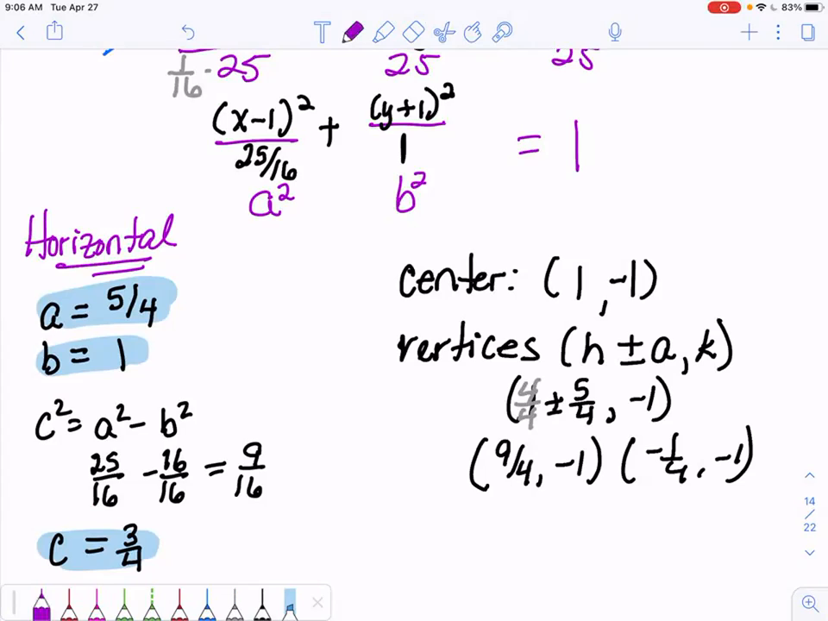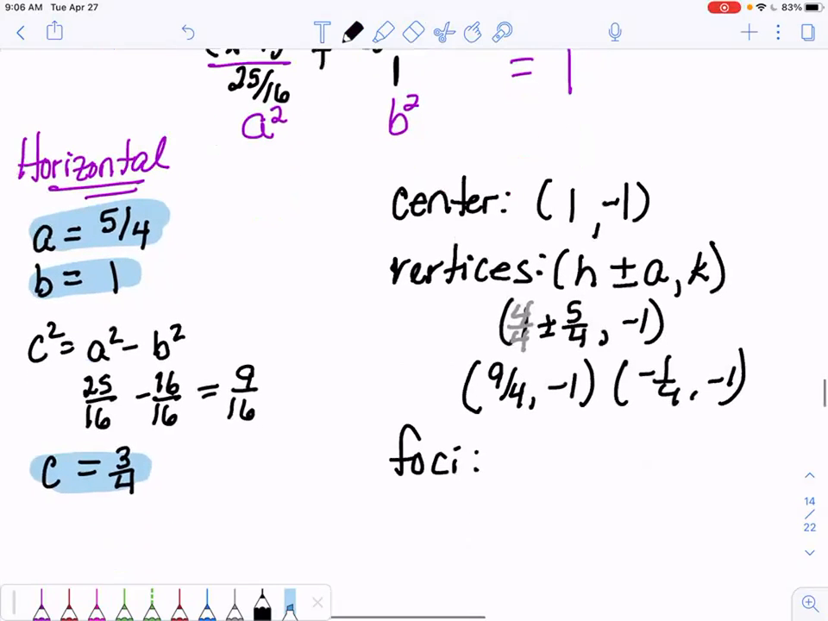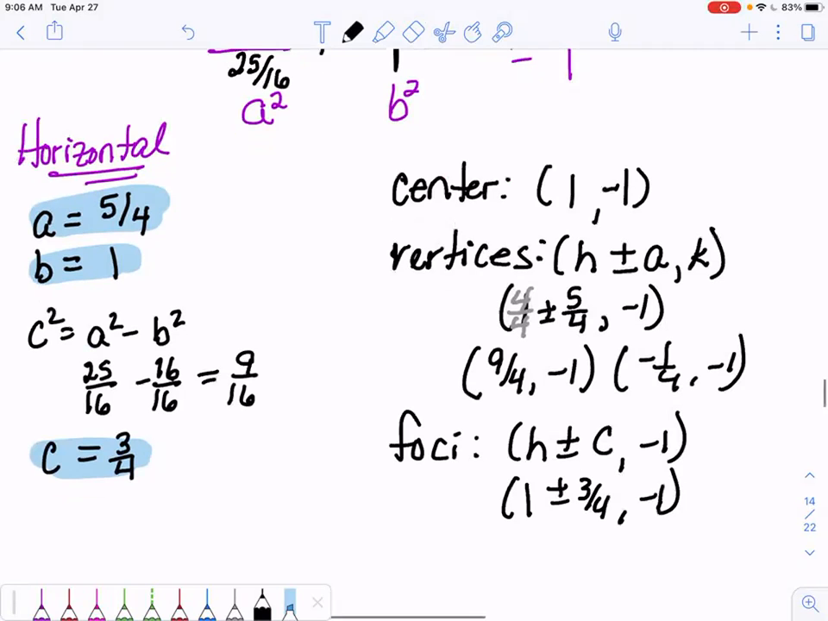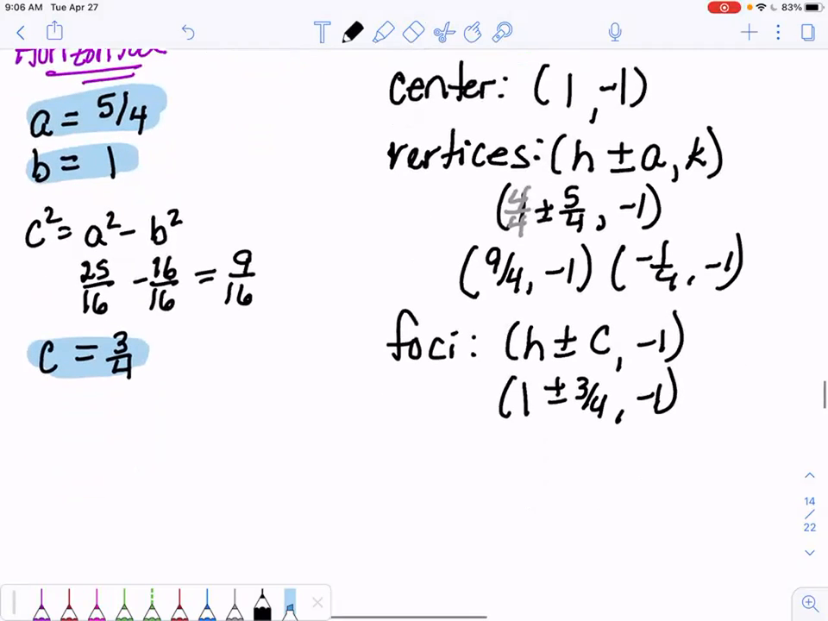And then the other thing we need to find are those foci values. And to get those, again, it's still horizontal. So you're using C. Foci has a C in it. So you're still taking that same 1, but we're adding 3/4. So Kaden, our foci values would be at 1 plus 3/4, which is?